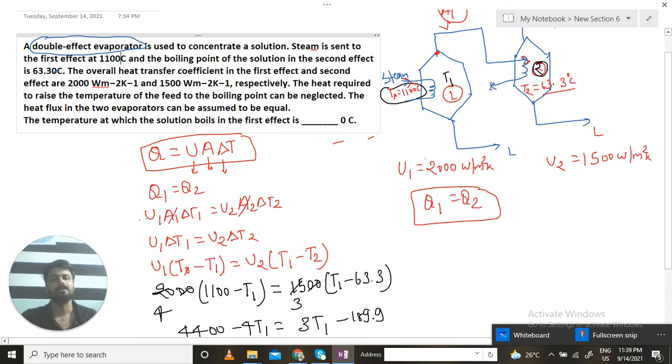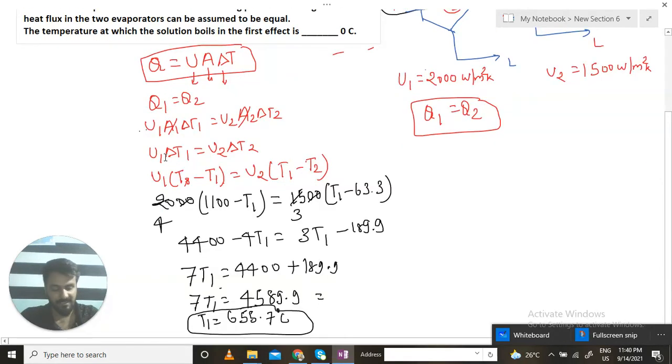Okay, now here they are also telling that the area is the same and the heat flux or heat effect in both the evaporators is the same. If the heat effect is the same in both evaporators, then you can use Q1 equals Q2, and by the heat transfer definition, heat flux is equal. So that's why I have used this formula here. And the area is the same, that's why the calculation was very easy. So it was a basic question from the evaporator, but yes, it's very important.